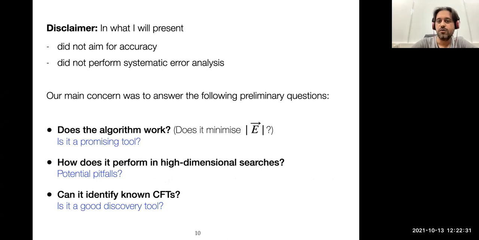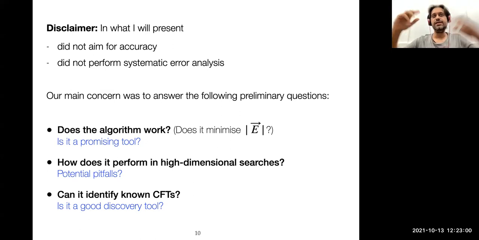Okay, and this is how we recorded the results that I will show you in a moment. Okay, before I go on, let me make a disclaimer. The results I'm going to present here were mostly meant as preliminary efforts to calibrate the algorithm. So basically, we had an algorithm in mind that will solve this minimization problem, and we wanted to see if that algorithm works.